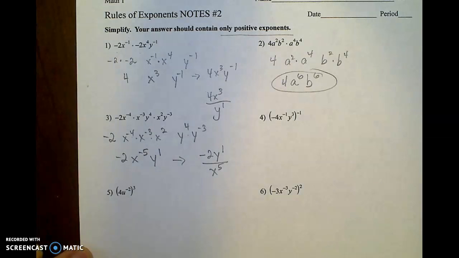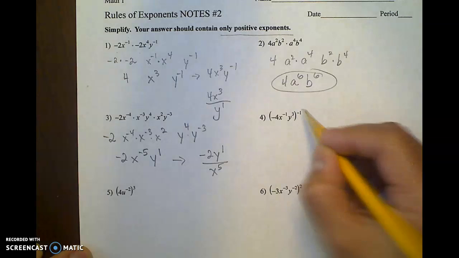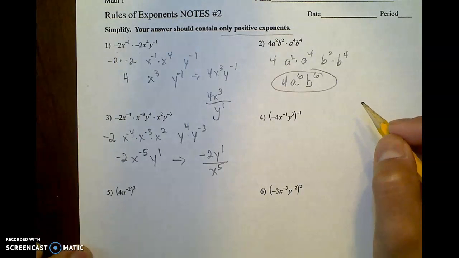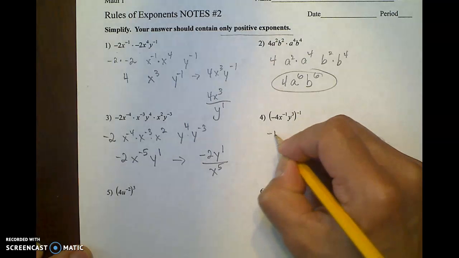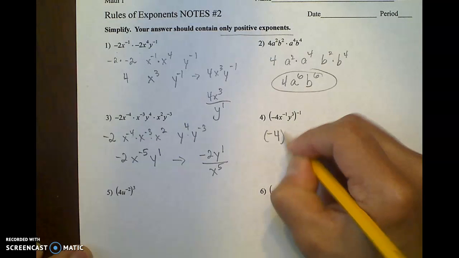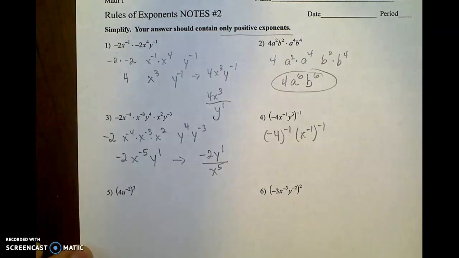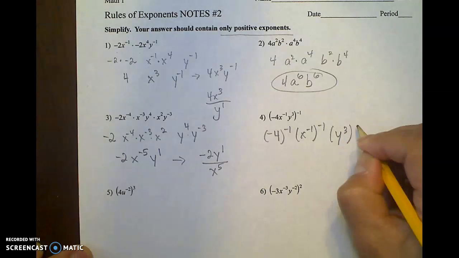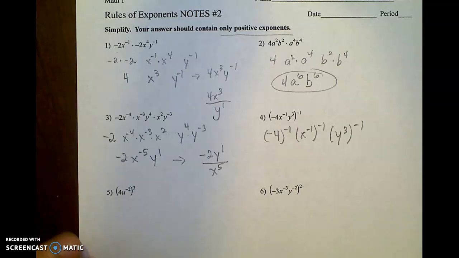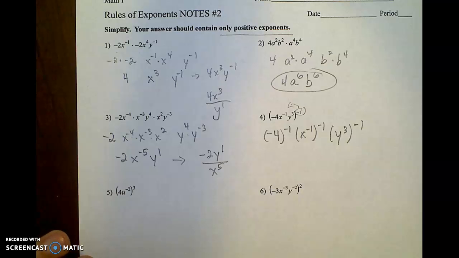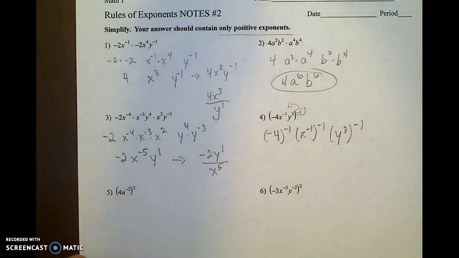Next example, we are now going to talk about the product to a power rule, power to a power rule. We have an exponent outside a set of parentheses, so what we're going to do is we're going to distribute that, do everything inside the parentheses, again as an exponent. So that -4 gets a -1 exponent. That x to -1 gets a -1 exponent. And that y cubed gets a -1 exponent. We distributed that exponent through to the parentheses. Everything inside the parentheses gets that -1 as an exponent.